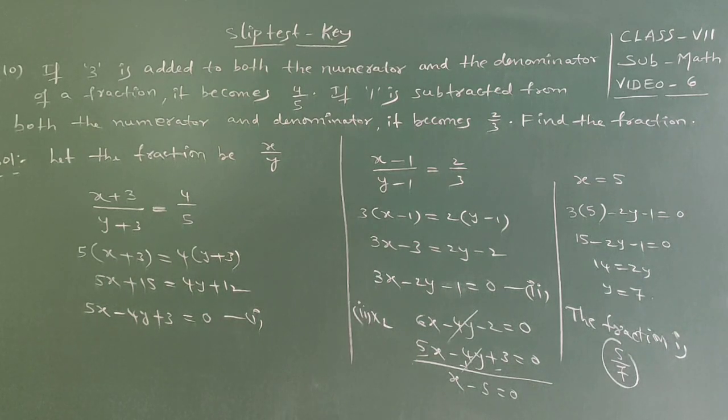x equals 5 needs to be substituted in the first or second equation to get the value of y. Here, after substitution, we got the value of y as 7. So the required fraction is x by y. Here the x value is 5 and the y value is 7. That's why 5 by 7 is the required solution.